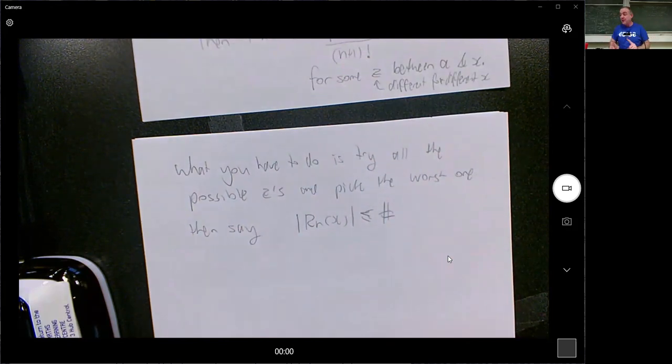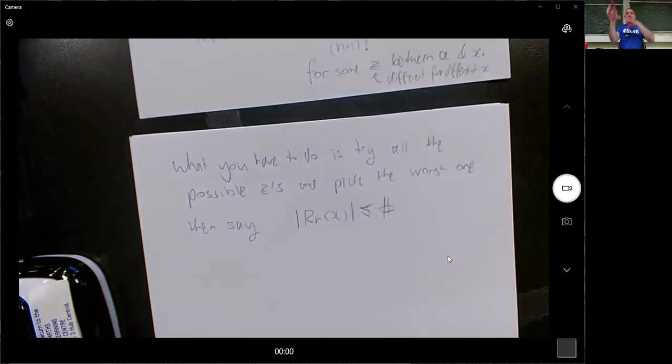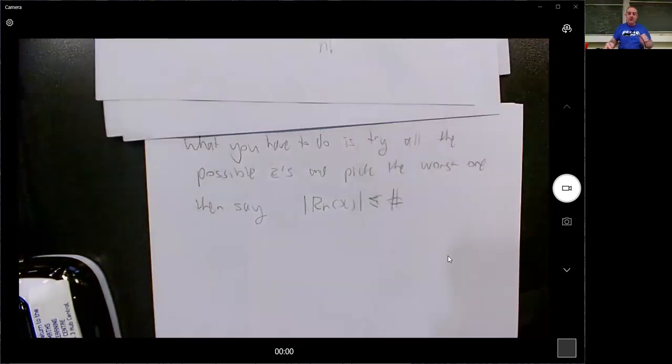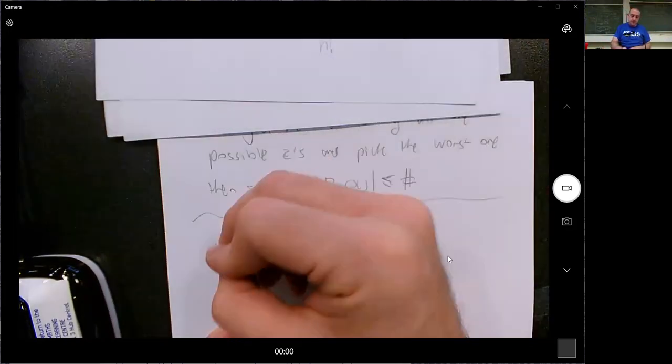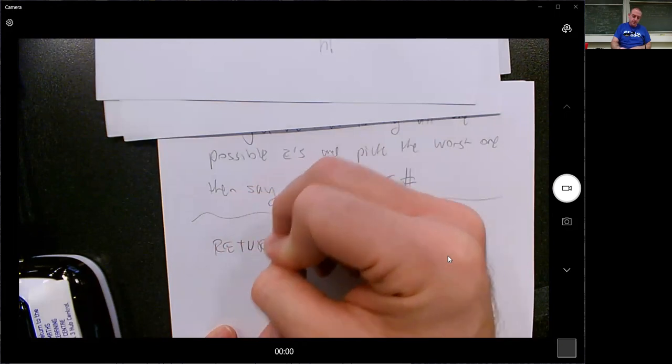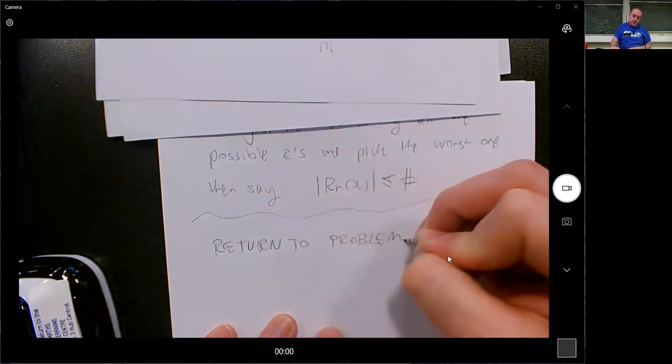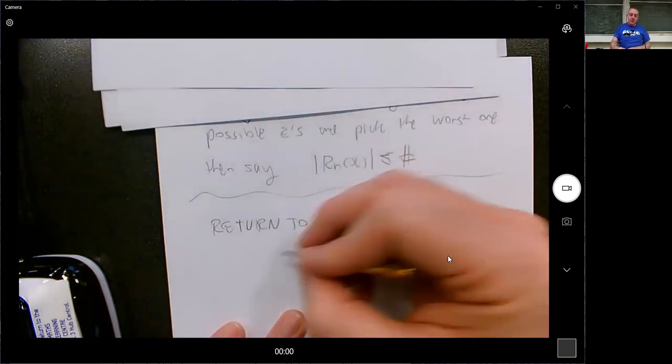So I think we have enough information to actually do this problem now. I just wanted to talk about all the details of the things so that it was all there. So I'm going to return to the problem.